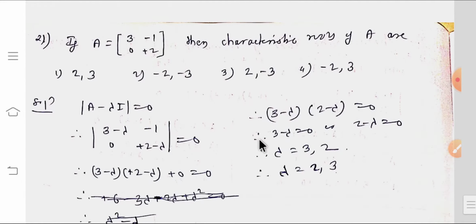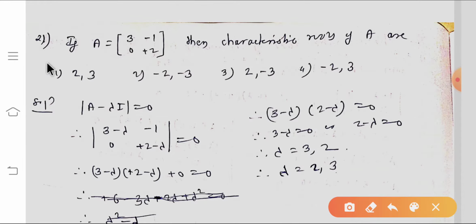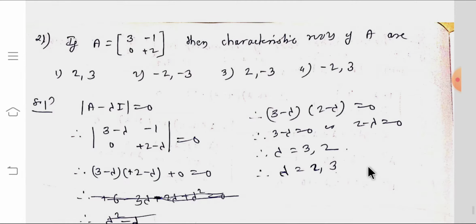Similarly, one more example: suppose A equals the matrix [3, -1; 0, 2], then the characteristic roots of A are given by determinant of A minus lambda equal to 0. So 3 minus lambda, minus 1, 0, 2 minus lambda. Therefore (3 minus lambda)(2 minus lambda) equal to 0. Before expansion, it is already a product of two terms, so lambda is either 2 or 3. The first option, lambda is 2 and 3, is the solution.